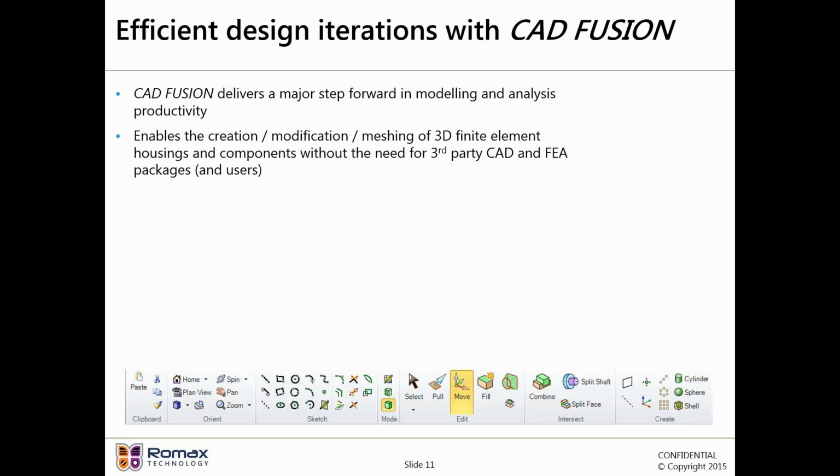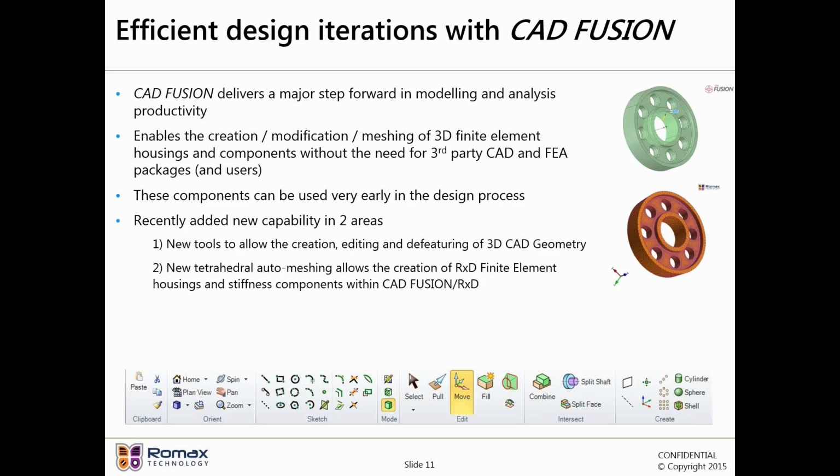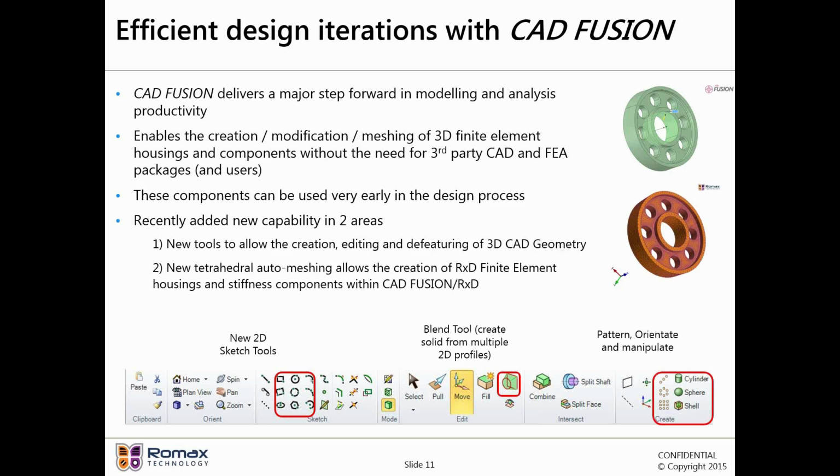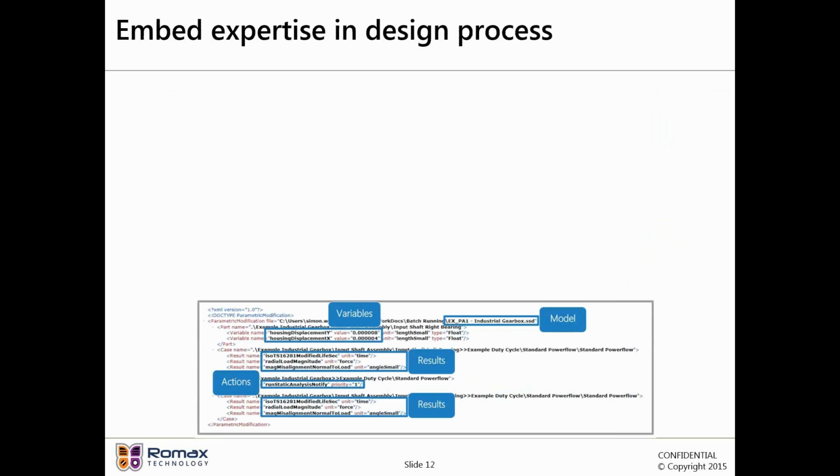So the aim here is to enable the Romax Designer user to make design modifications to things like housings or diff carriers, to do design investigations without having to go to someone in another department to get that modification made. So this means that the components can be created very early in the design process, and then, as I say, meshed within Romax Designer. And so this ribbon on the bottom is the tool set from CAD Fusion, and we can see there are now new 2D sketch tools for creating revolve shapes. There's a blend tool, and there are tools for creating different patterns.